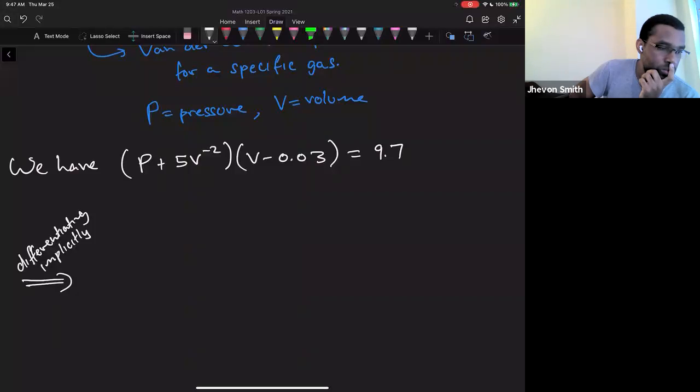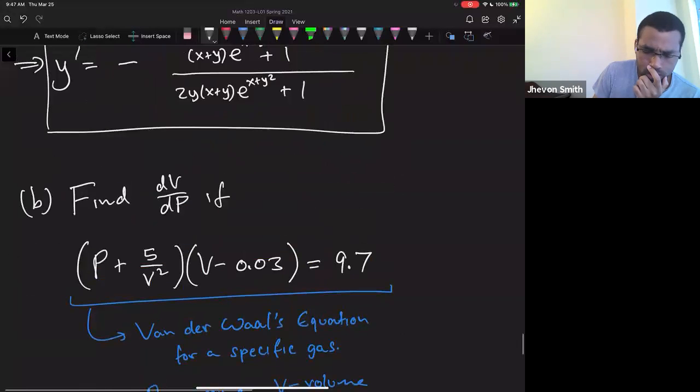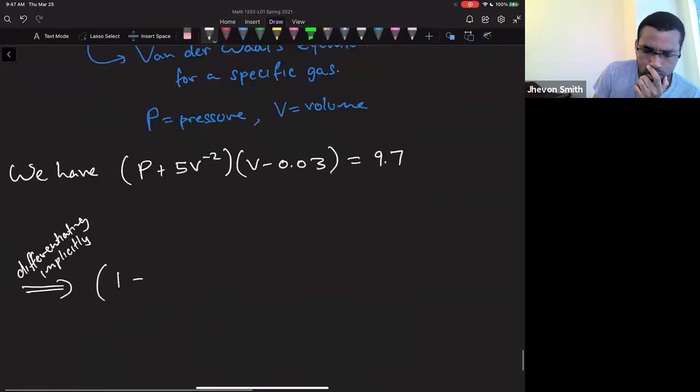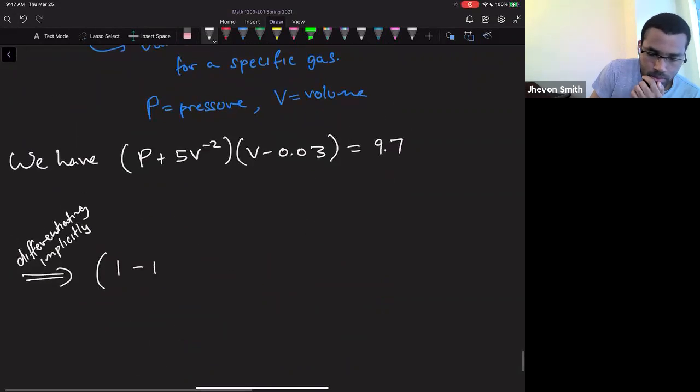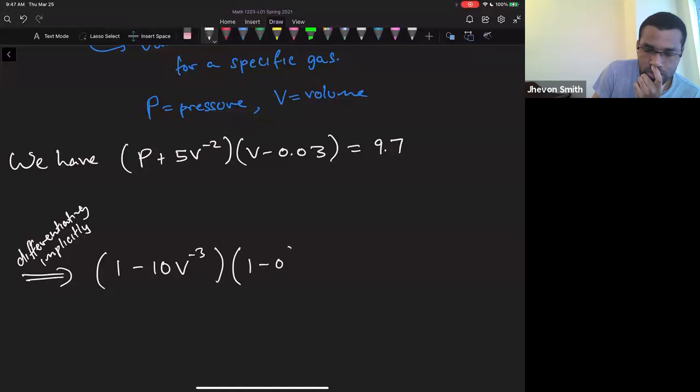Wouldn't it be 1 minus 7v to the negative 3 power in parentheses? Minus 7? Why minus 7? It'd be minus 10. I'm sorry, minus 10v to the negative 3 in parentheses. Then the beginning of parentheses would be 1 minus 0. And then it would equal 0.